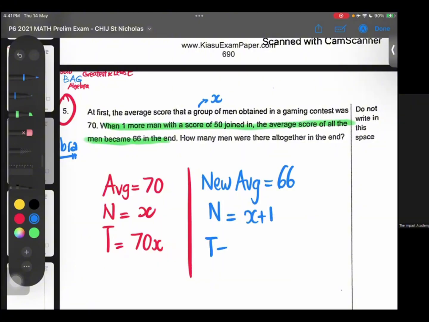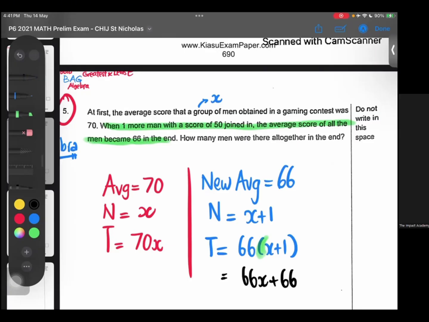What's the total? How do I find the new total? It's going to be 66 bracket x plus 1. What do I mean by bracket? Bracket basically means you are essentially multiplying. You understand what I'm trying to say? Which means this gets me to 66x plus 66. Okay?